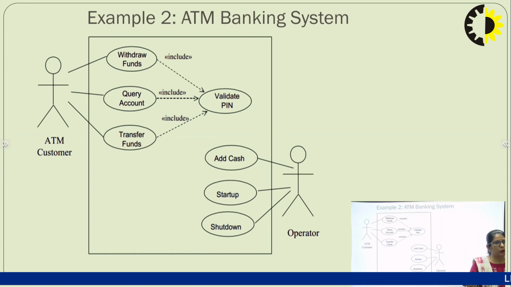What can an operator do? He can add the cash, he can start the system, he can shut down the system. These are the possible processes. So all the actors are mentioned outside the system. Inside the system boundaries, we are mentioning the processes and how these use cases are related with each other, with the include stereotype or with the extend stereotype.